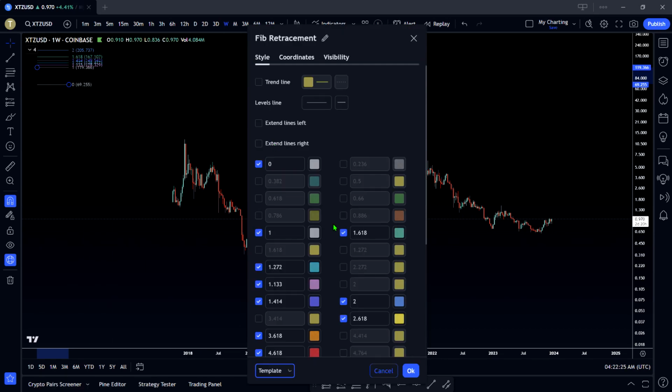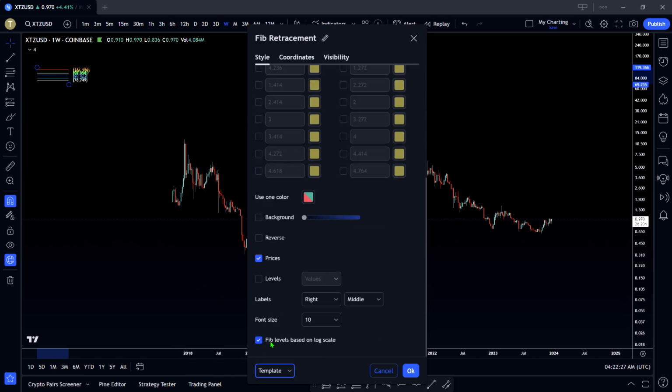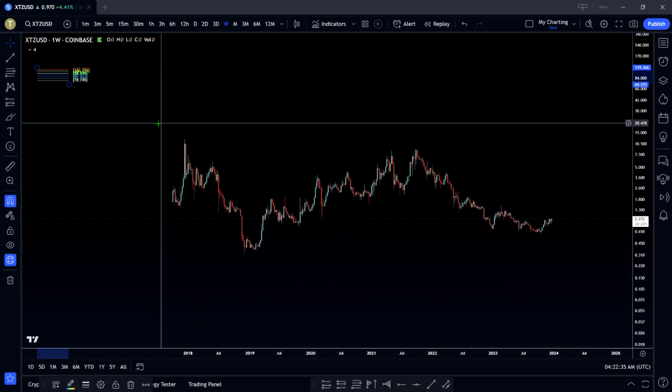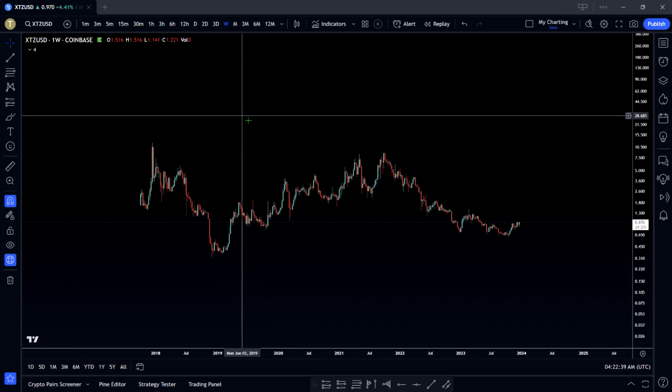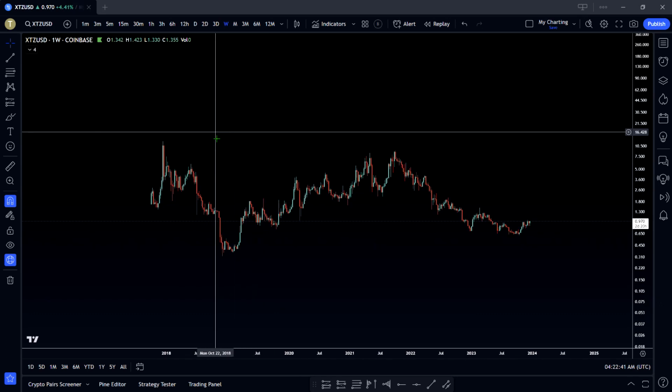And let's go ahead and talk about this little button at the bottom. You want to have this clicked on. You need to make sure this is clicked on all your templates. Fib levels, in case you're using log scale, your fibs will be correct, log or regular. Okay, so let's get into this.